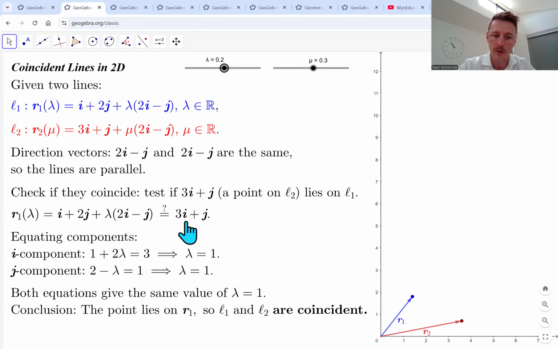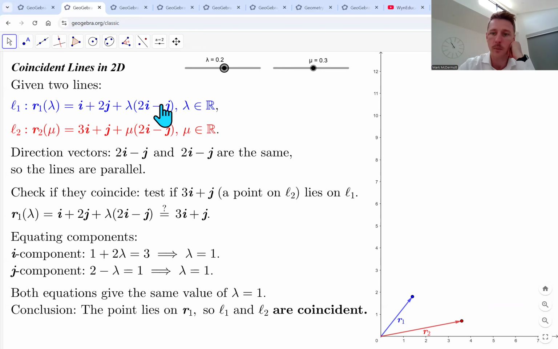And we know that a point on L1 is 3i. So we need to see that these equate. Okay, and then we get a j component: 2 minus lambda equal to 1. Solving these equations, both equations give the same value of lambda. If we solve these for lambda, we get 1. So the point lies on R1, so L1 and L2 are coincident.